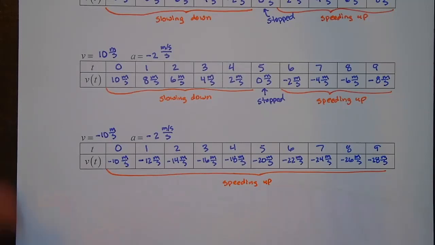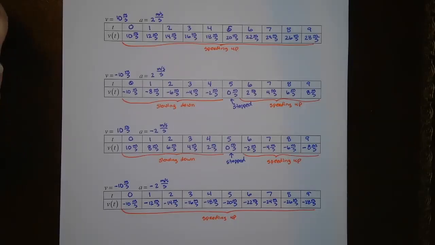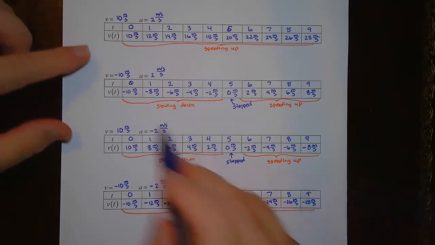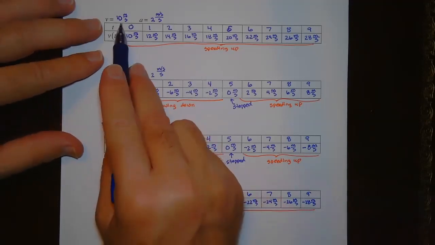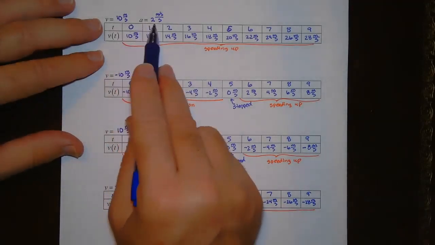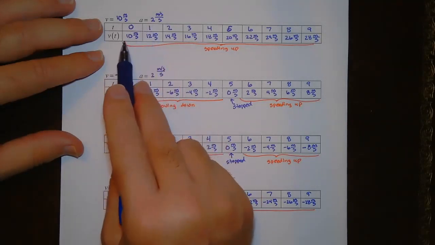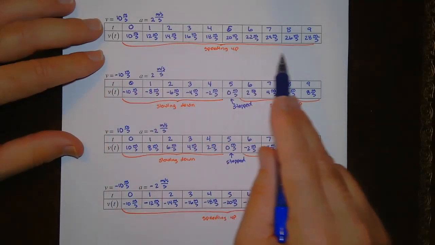Okay, so I'm going to zoom out here, and then we're going to take a look at what's causing it to speed up and what's causing it to slow down. And there is something that's causing this. So up here, both the velocity and the acceleration were positive. And so what was happening, we were speeding up the entire time.